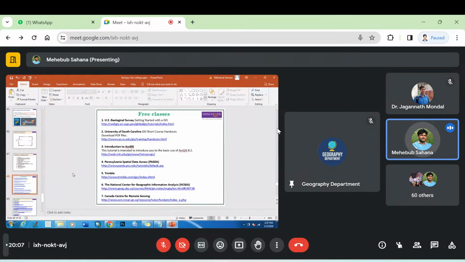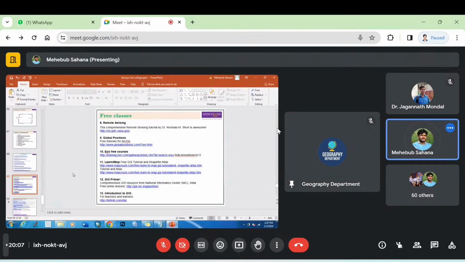US Geological Survey, they have free classes, they have free courses. This is the link, you can learn from US Geological Survey free classes. University of South Carolina, they have free classes. Introduction to ArcGIS has some free classes. Pennsylvania Spatial Data Access, PASDA, has some free classes, some courses. Trimble, some courses, some free classes. NCGIA has some good courses and free classes. Canada Centre for Remote Sensing, they also have some free classes, some courses. Free classes, remote sensing. These are the free classes.